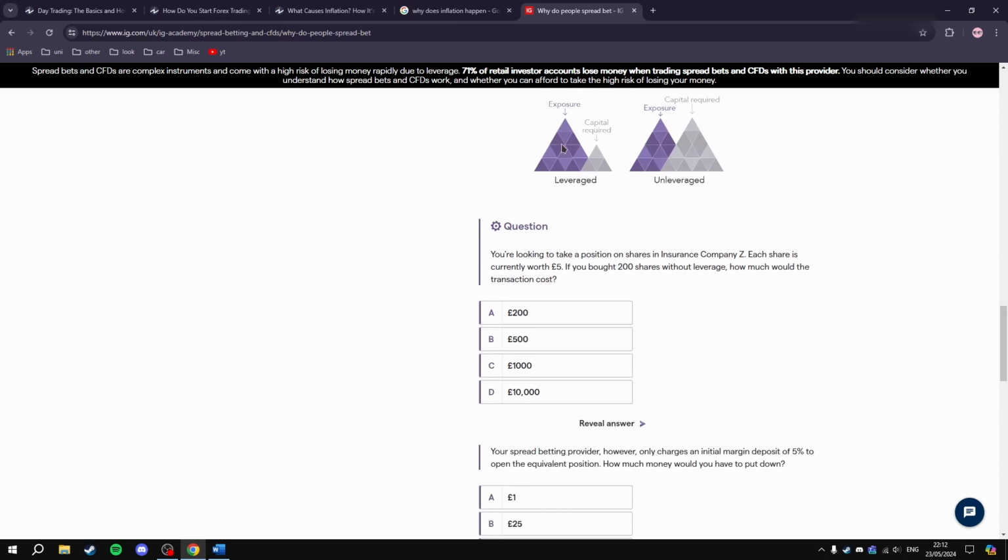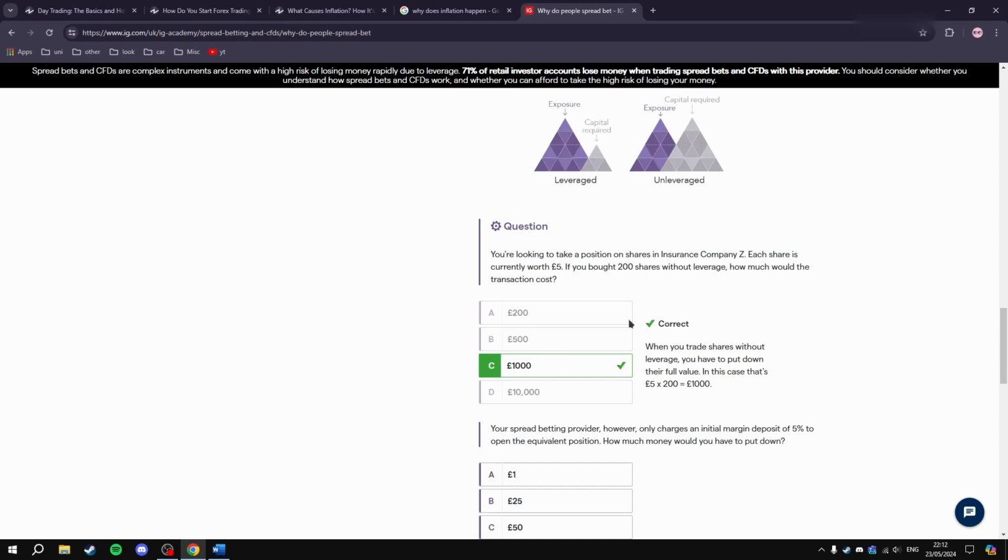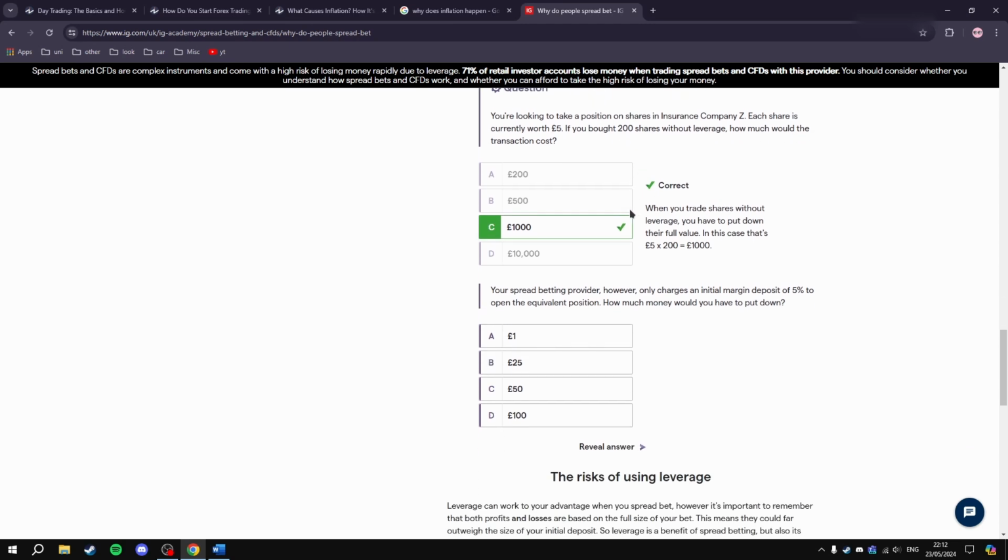Question: you're looking to take a position on shares in insurance company Z. Each share is currently worth £5. If you bought 200 shares without leverage, how much would the transaction cost? 5 times 200 is 1,000. When you trade shares without leverage, you have to put down the full value. In this case, that's £5 times 200, which is £1,000.